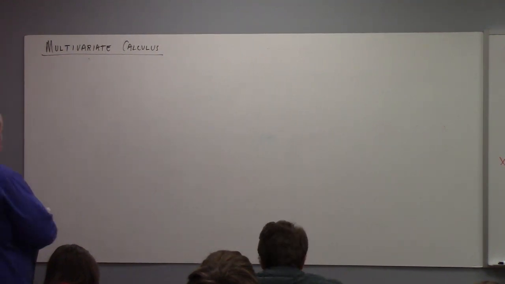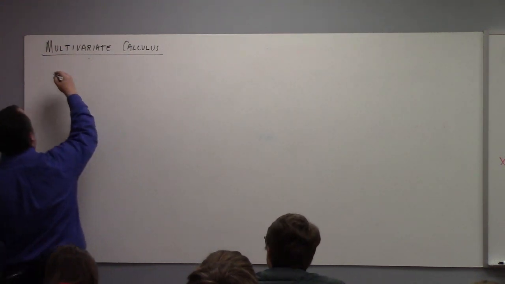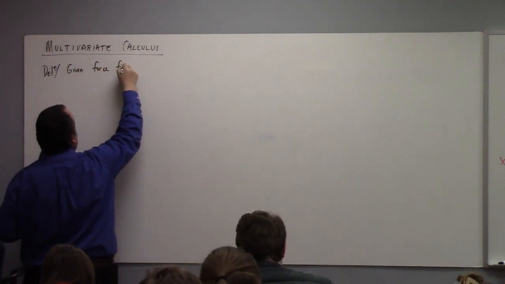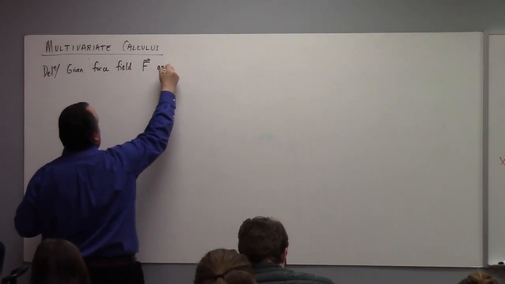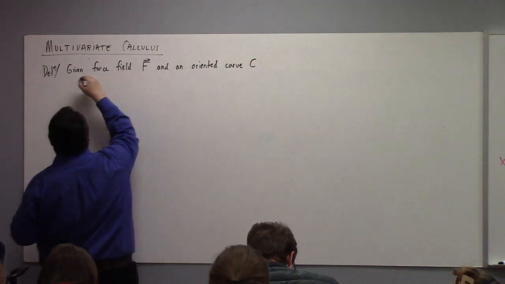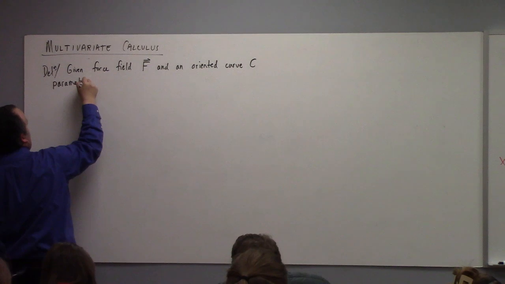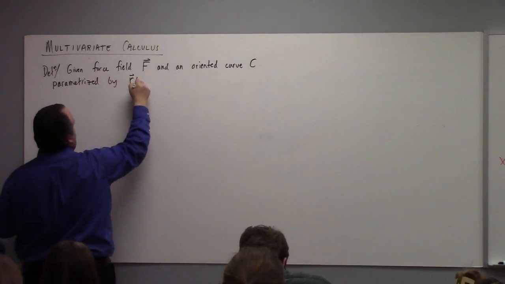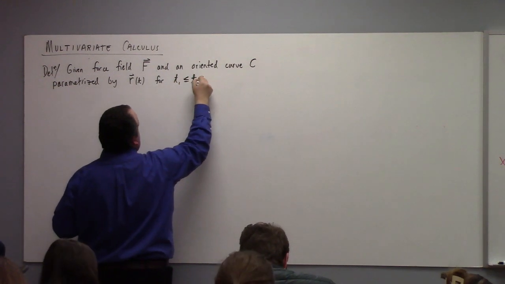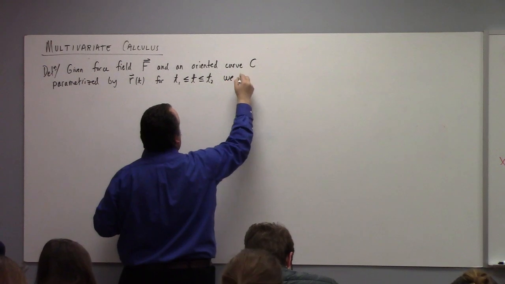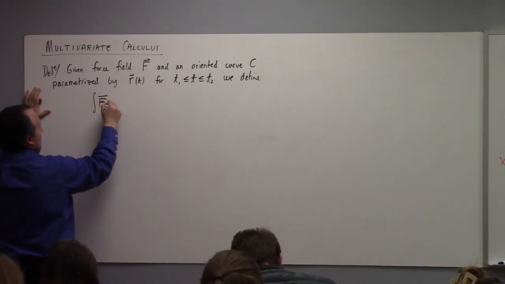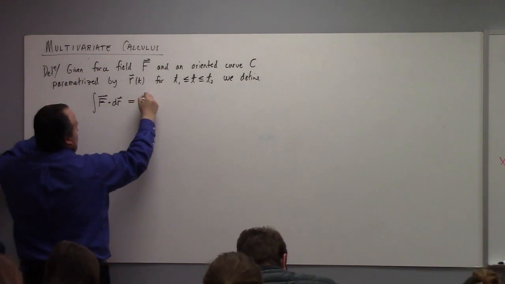Here we go. So the definition: given a force field F and an oriented curve C, parametrized by r vector of t for, let's say, t1 less than or equal to t less than or equal to t2, we define the integral of F dot dr over the curve C, here's how it goes.